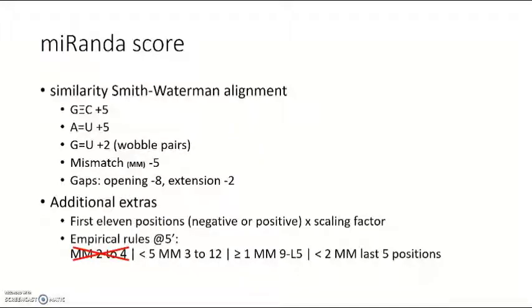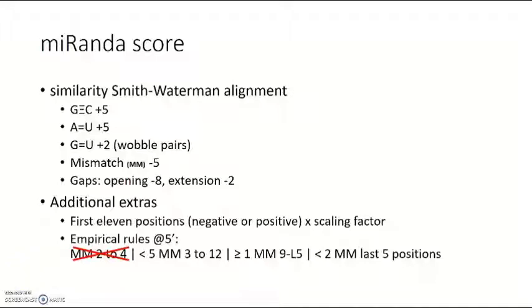Besides this, there is some additional information that has to be fulfilled. For instance, the first 11 positions, negative or positive, are multiplied by a scaling factor which can be modified through the miRanda algorithm. Apart from this, the entire alignment has to be in sync with 4 empirical rules starting at the 5' end of the microRNA molecule.